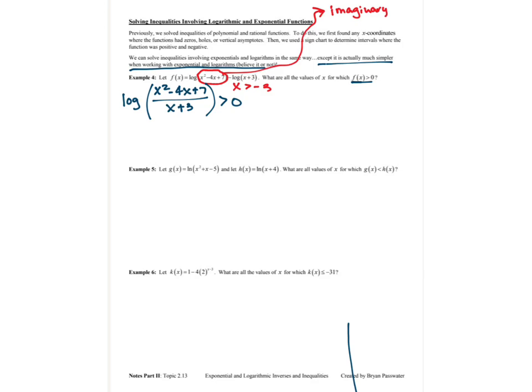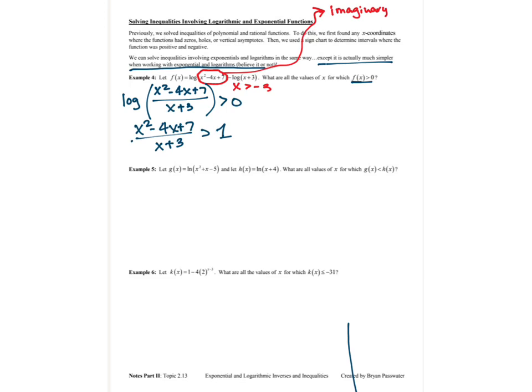We're going to solve it. The first step to solving it is realizing what the base is here. What is the base? 10. Okay, so if I take 10 to the 0 power, I get 1. So the argument here, x squared minus 4x plus 7 over x plus 3, is greater than 10 to the 0. You see how I went with that? 10 to the 0 is 1. So you could just write that this has got to be greater than 1.